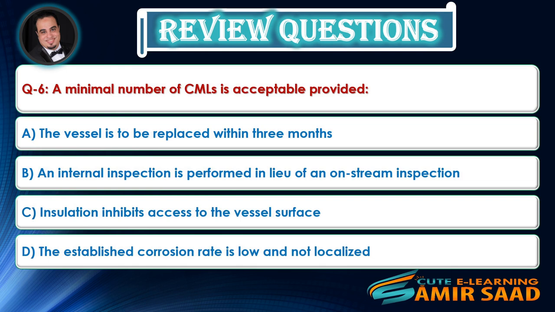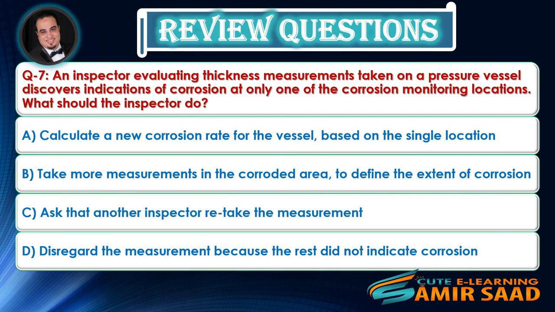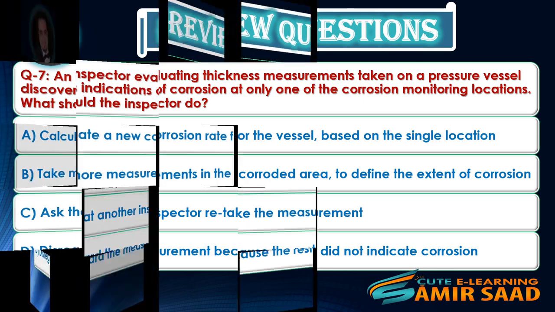Question number 6. A minimal number of CMLs is acceptable provided. Answer is D. Question number 7. An inspector evaluating thickness measurements taken on a pressure vessel discovers indications of corrosion at only one of the corrosion monitoring locations. What should the inspector do? Answer is B.